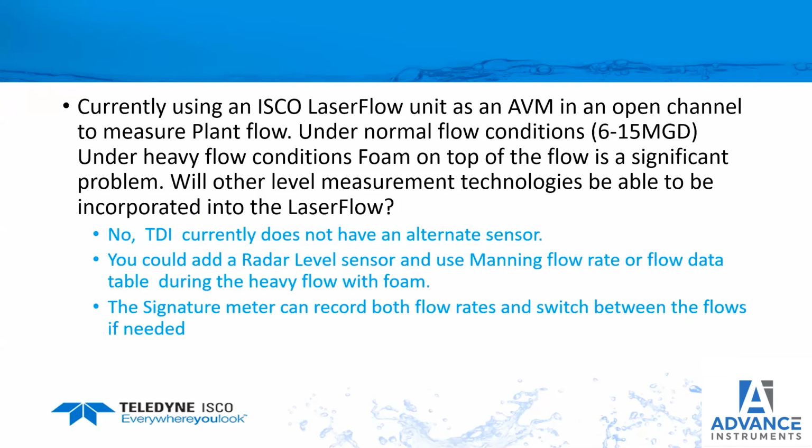So an option for that is that you could use the bubbler again, or use a radar level sensor, and then with the Signature flow meter, we could have it switch over to the other technology. So what we could do is develop a flow rating curve, a level to flow curve, off of the laser flow sensor, and then we could switch over to using the level of the bubbler or radar sensor when you do have the heavy foaming conditions.